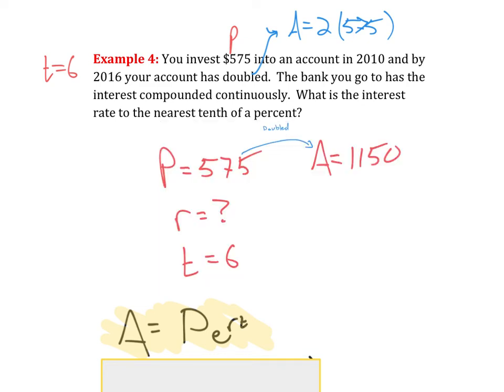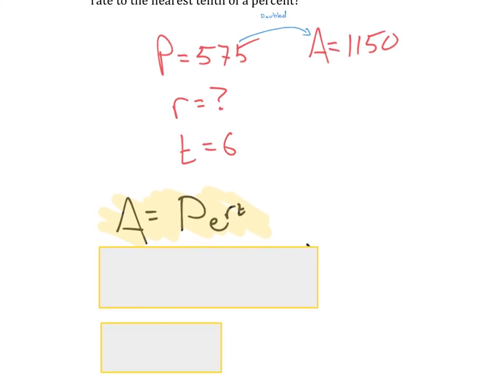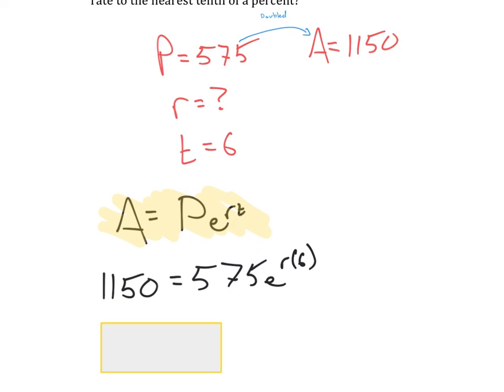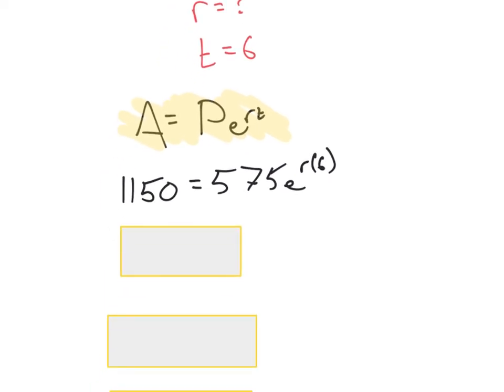So let's see what we have, kind of more organized. R is missing. We know the starting, we know the ending amount, and we know the time. So let's take what we have and plug it into our PERT formula. So I'm going to plug in what I know. At this point, I could divide out the 575 to the other side. So I'll divide that over. And it makes sense that this simplifies down to 2, right? Because we're doubling our value.